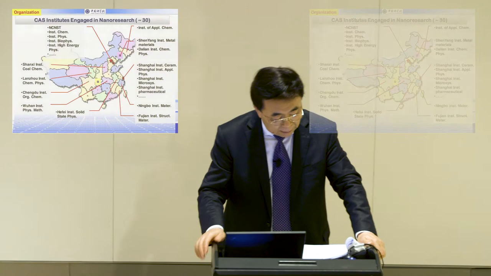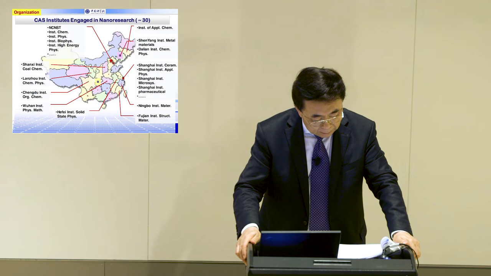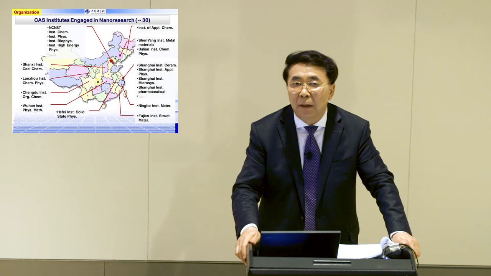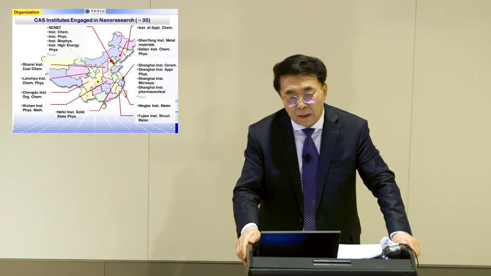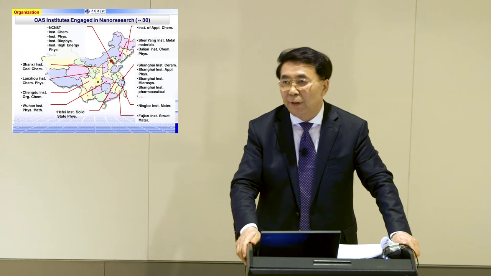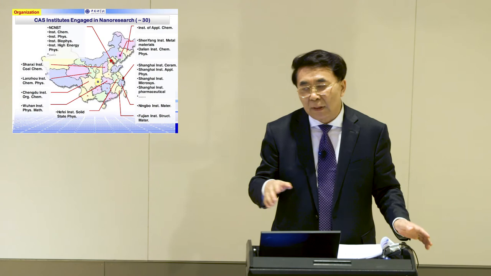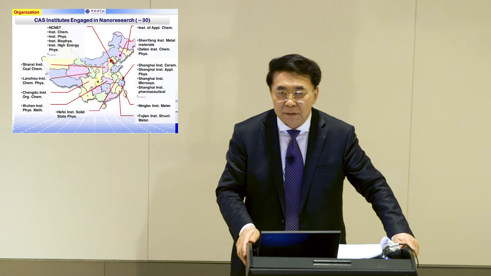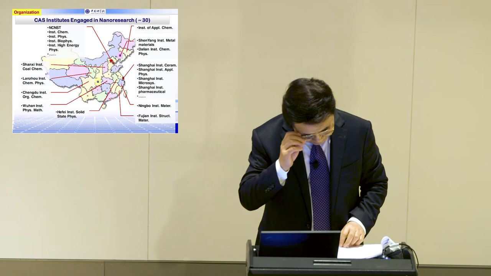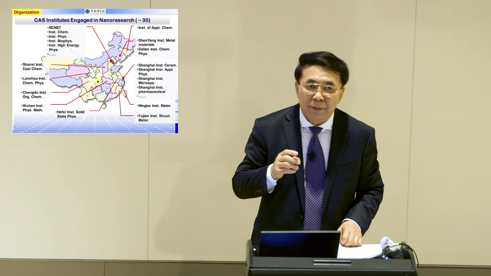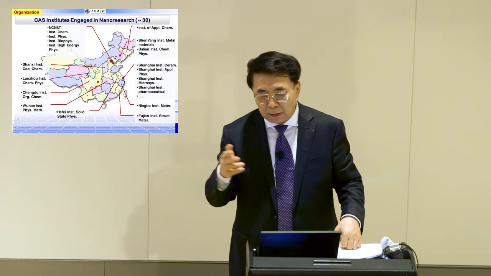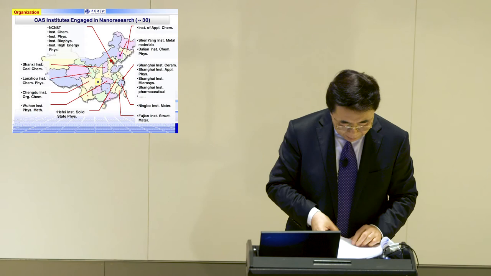In the year 2000, we established a national center for nanoscience and technology, co-sponsored by the Chinese Academy of Sciences and the Ministry of Education. Several directors and research groups from the Institute of Chemistry, the Institute of Physics, Peking University and Tsinghua University work together in this national center. The vice president of Peking University and the vice president of Tsinghua University both used to be deputy directors of this national center for nanoscience and technology.